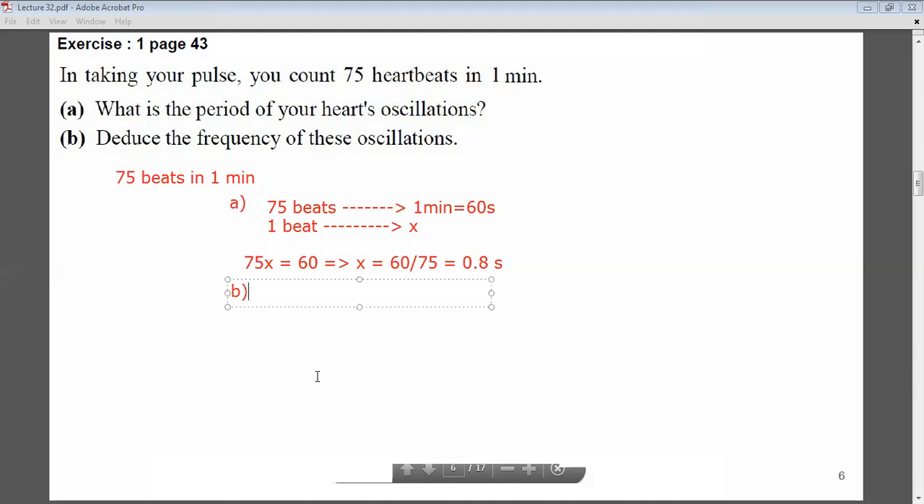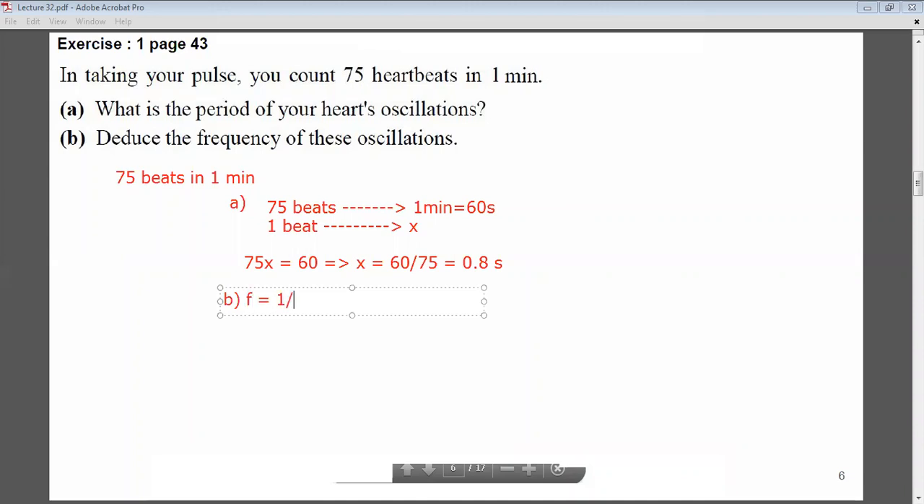deduce the frequency of these oscillations. So deduce, I have to use the information from part A. Frequency is equal to 1 over the period. So it's equal to 1 over 0.8, which is 1.25. Sorry, 1.25 per second. Frequency, part B.